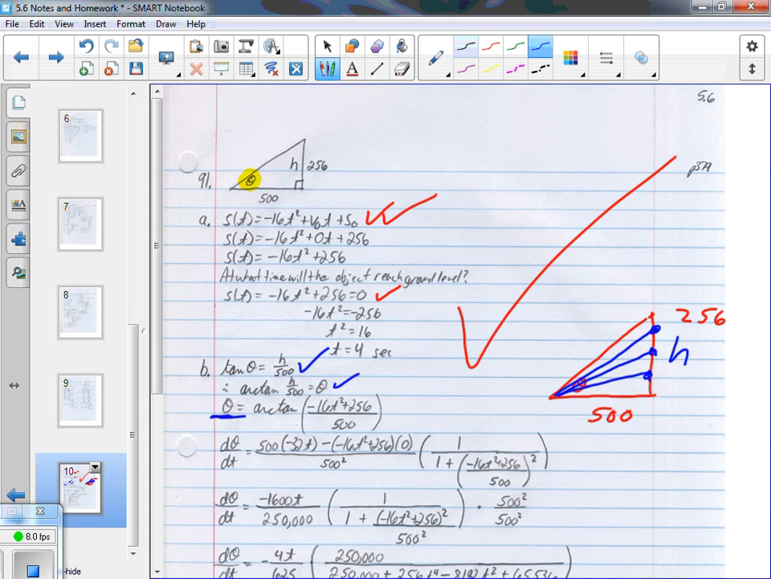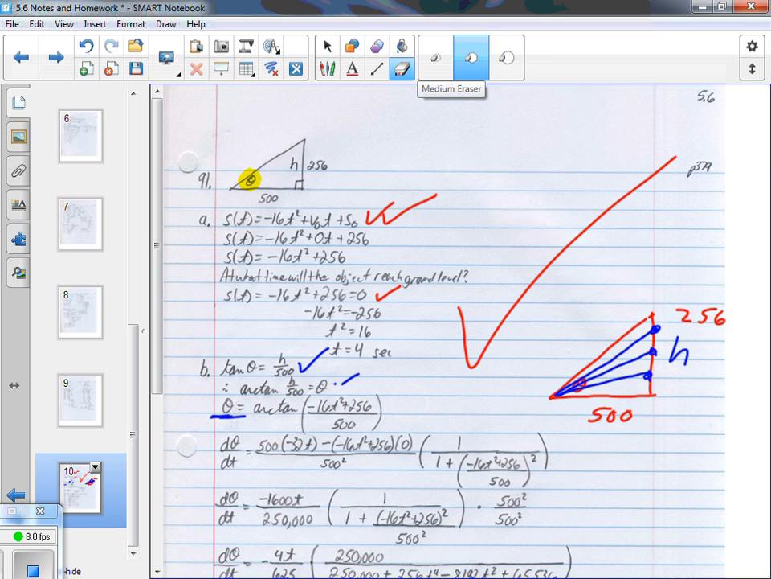So theta equals arctangent of something over 500. Now, what's the something? I don't want it to be h. You can say that theta is a function of h, but what's h a function of? Time. It all depends on how much time has passed, right? So I need to rewrite h.